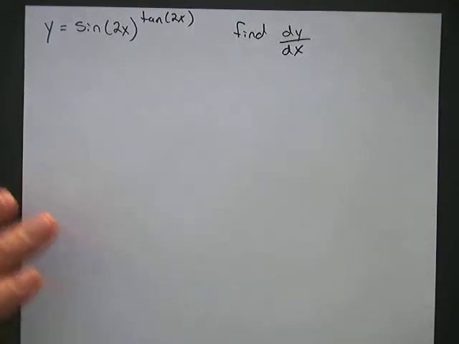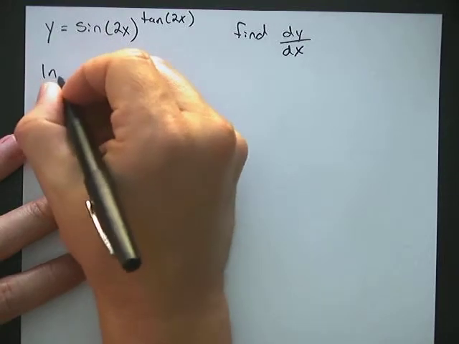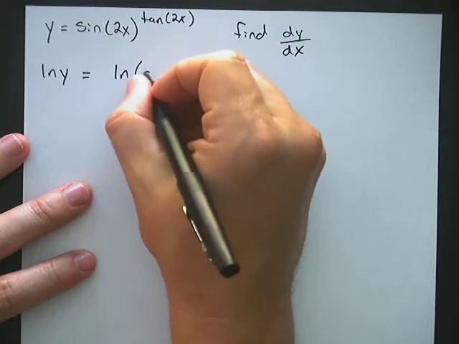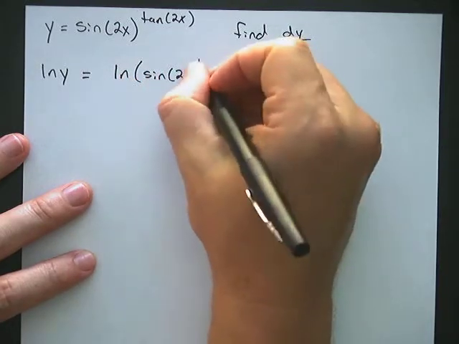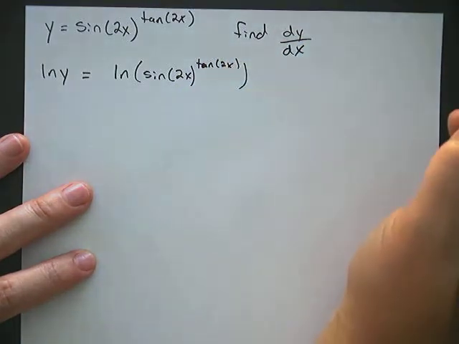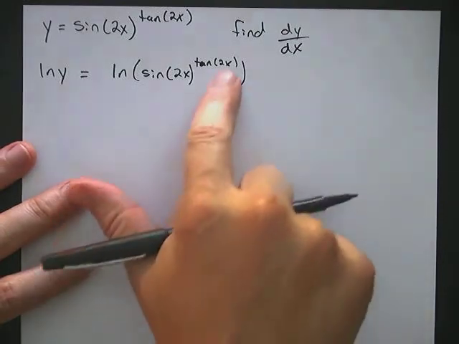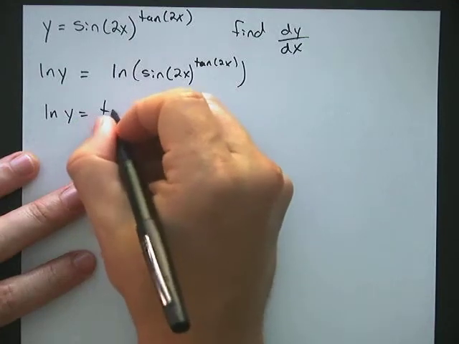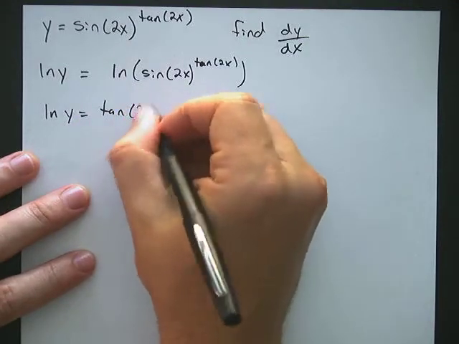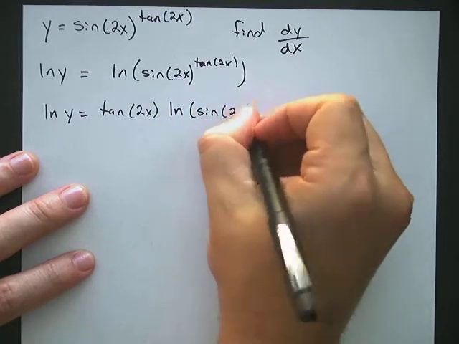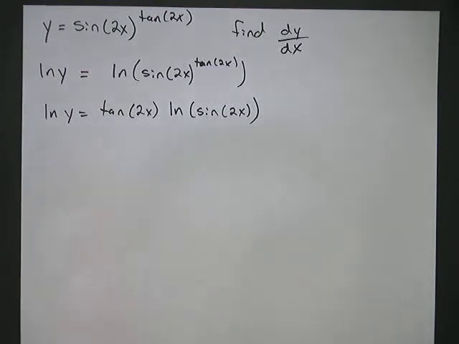So I'm going to take the natural logarithm of both sides. That'll give me ln of y equals ln of the other side, which is sine 2x to the tangent 2x power. Now how does that help us? Well, the logarithm rule says that when you have an exponent, you can bring the exponent down and put it out front. So that means we have ln y equals tangent 2x times ln of sine of 2x. We still haven't taken the derivative, but we've got the tangent 2x out of the exponent.